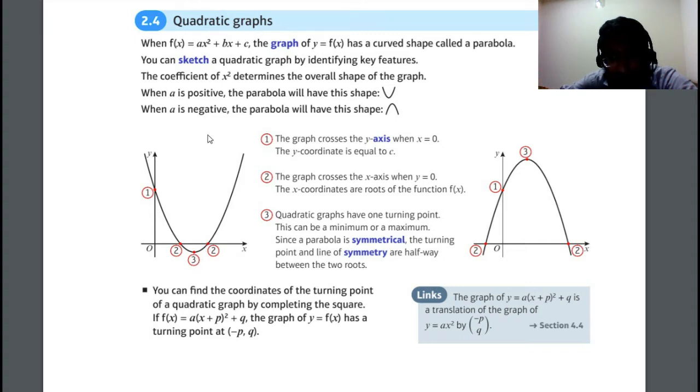The minimum point or the maximum point, the turning point. The two x-intercepts, the minima, maxima. And you know that if it has two real roots, it would be intersecting.